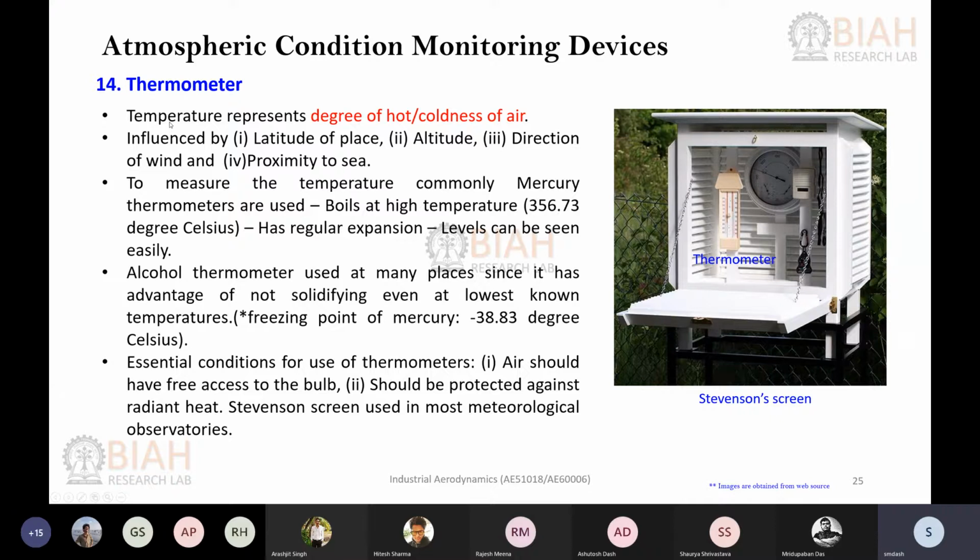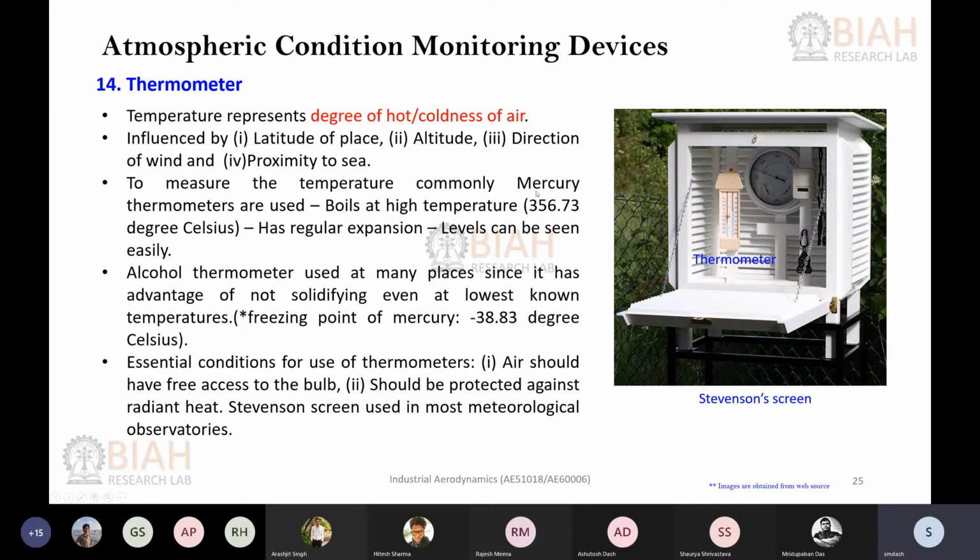Temperature in general is a degree of hotness or coldness of the air at a particular time and place. How hot or how cold it is, that is what you represent using the temperature measurement. Generally this temperature is influenced by various factors, like the latitude of the place, the altitude of the place, the direction of the wind and wind velocity, and proximity to the sea. That varies the moisture content, and by that the temperature of the air is also affected.